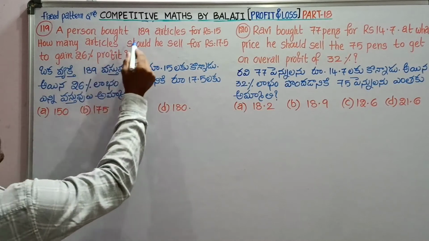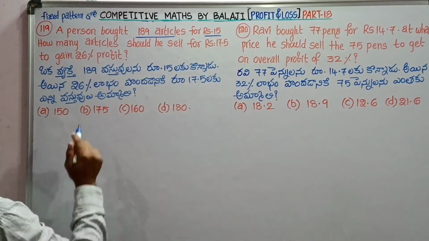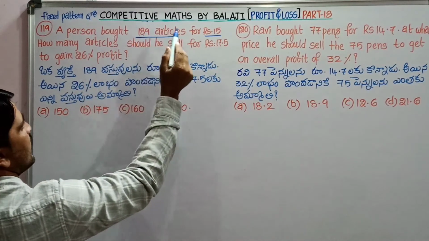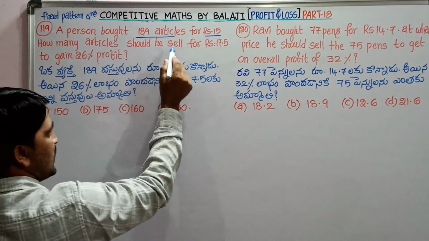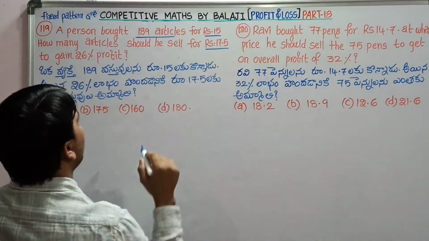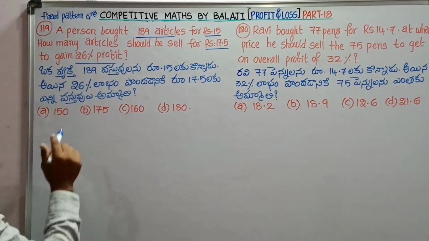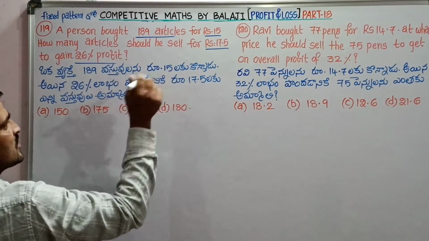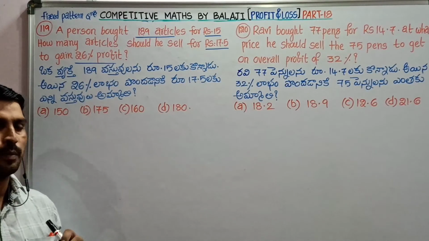A person bought 189 articles for rupees 15. How many articles should he sell for rupees 17.5 to gain 26% profit?